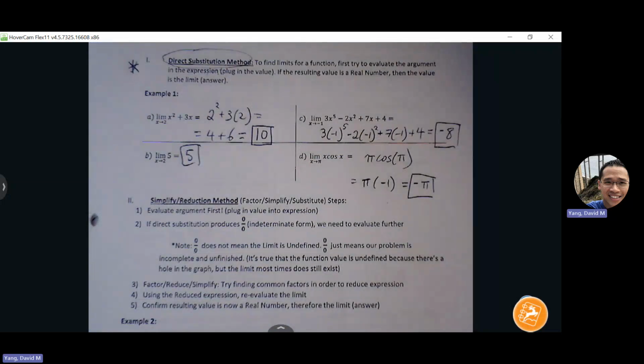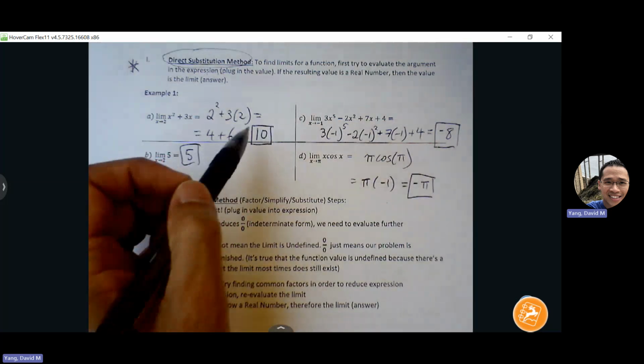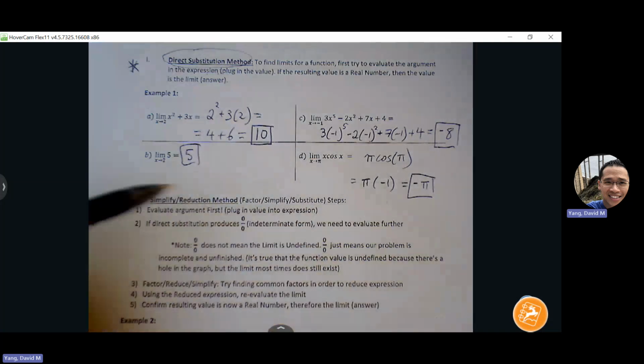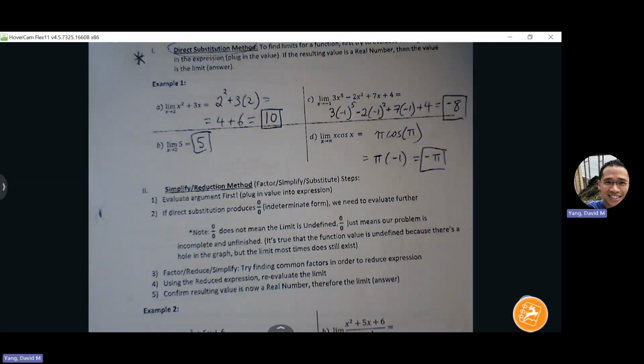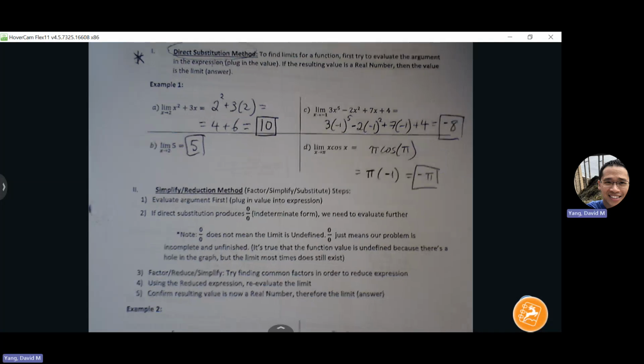Okay. This is not meant to be challenging. This is more of kind of like the first step that we need to take. If we get a real number, we stop. If we don't get a real number, then we have more things to do. But we never want to skip this step. Even if you feel like you know what's coming up, we always want to do direct substitution as our first step. Okay, so that's important.